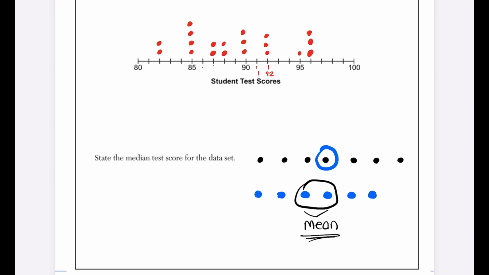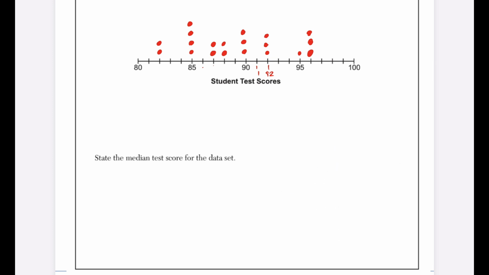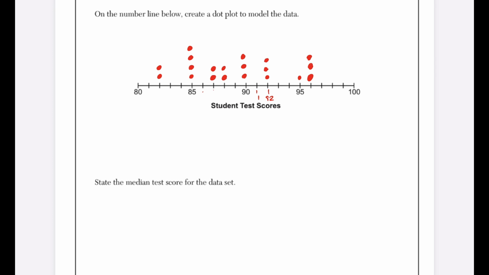So with the data that we're given above, we had 20 test scores. That's even, so there are going to be 2 in the middle. 20 test scores divided by 2 gives me 10, but it was even, so I'm looking for my 10th and 11th values.